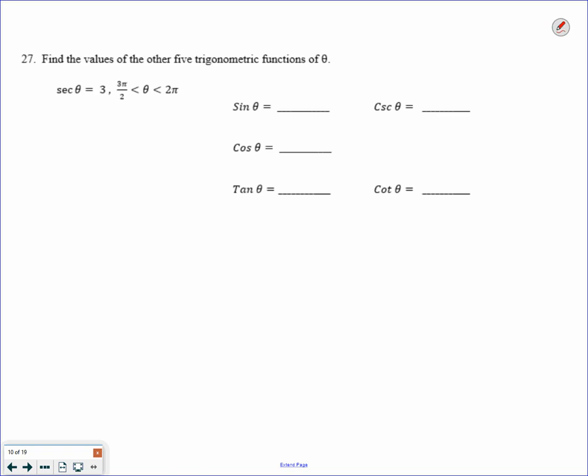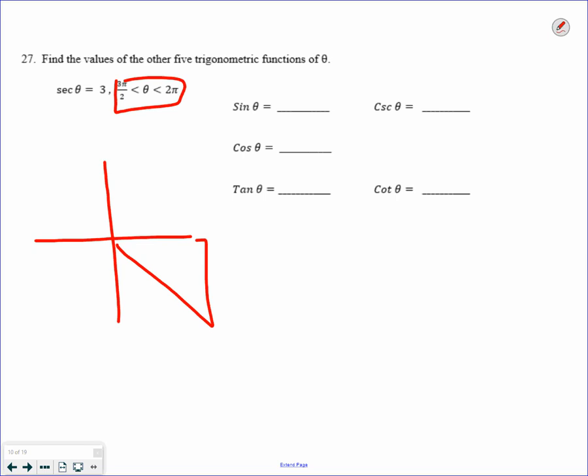All right, they are giving me a restraint. They're telling me where to graph this. They're telling me to graph this in the 4th quadrant, and they're telling me that secant, which is the opposite of cosine, is... so hypotenuse and adjacent is 3. Now, that makes the other side the square root of 8, or 2 square roots of 2.